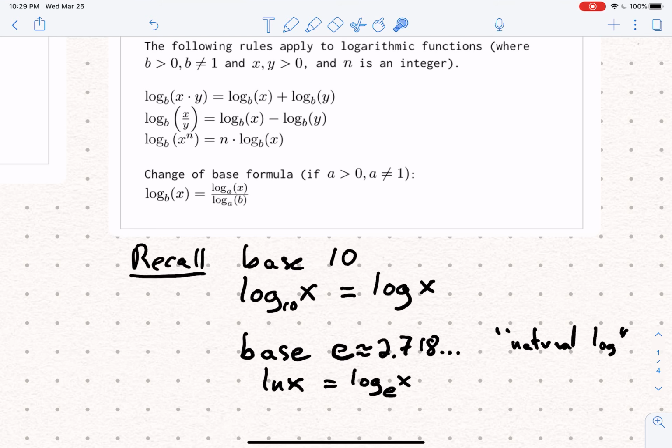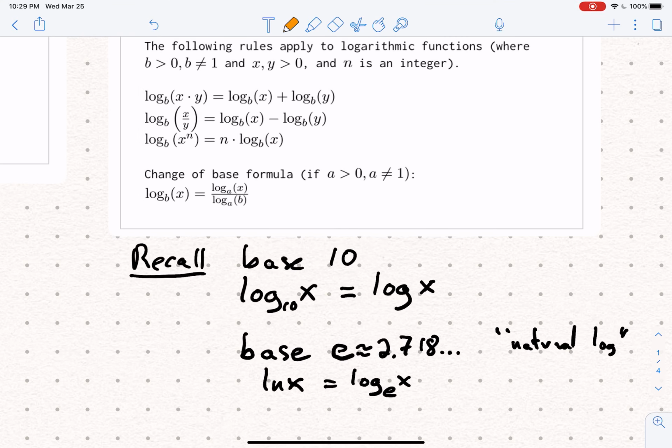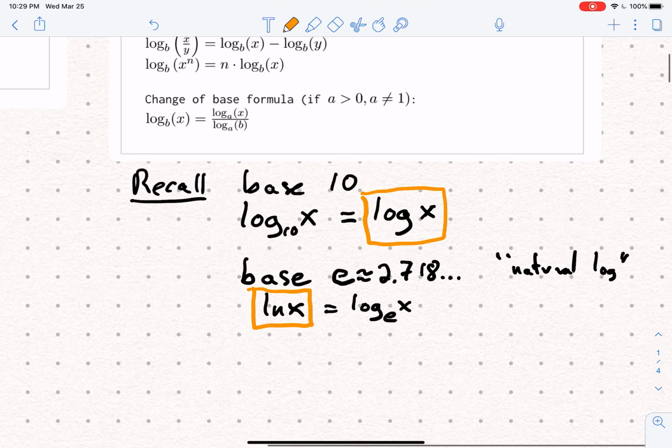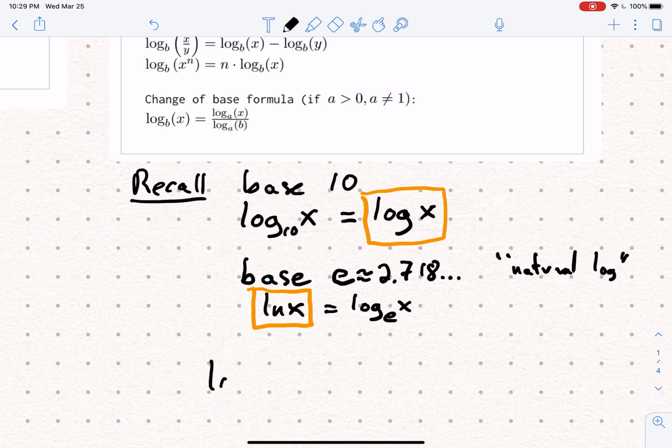Now, why is this important? Well, it's typically the case that a calculator may not have log in any base that you want. It may, but modern calculators often do. But they will almost always have a log button, that's the log in base 10, and the natural log button, that's the log in base e. And what the change of base formula says is if you want to change from one base to another, here's how you do it. So suppose that we have a log in base 5 of the number 7.